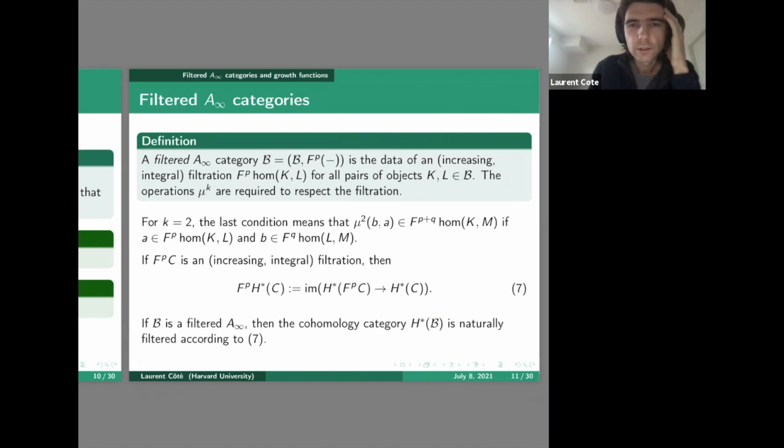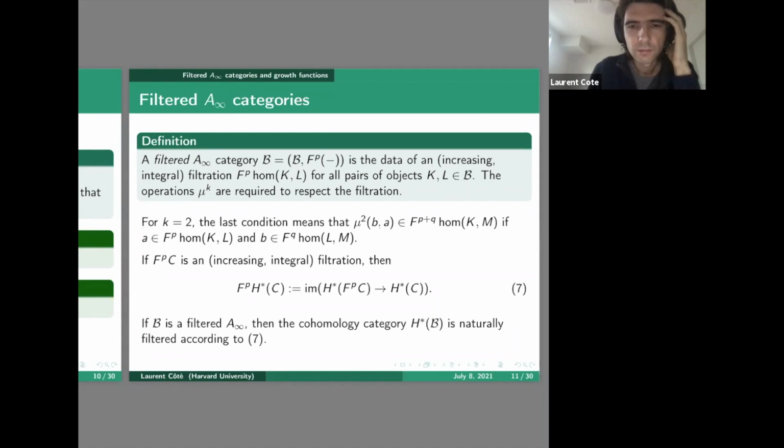Okay, now let's talk about filtered infinity categories. A filtered infinity category is simply an infinity category enriched over filtered complexes. More precisely, for every pair of objects K and L, you have a filtration on Hom(K, L). We'll assume that the filtrations in this talk are all indexed by the natural numbers, which is to say that F^p for p negative is just going to be 0. And we require, moreover, that the infinity operations respect the filtration. So for instance, if k equals 2, this means that the product of an element in F^p with an element in F^q is inside F^(p+q).